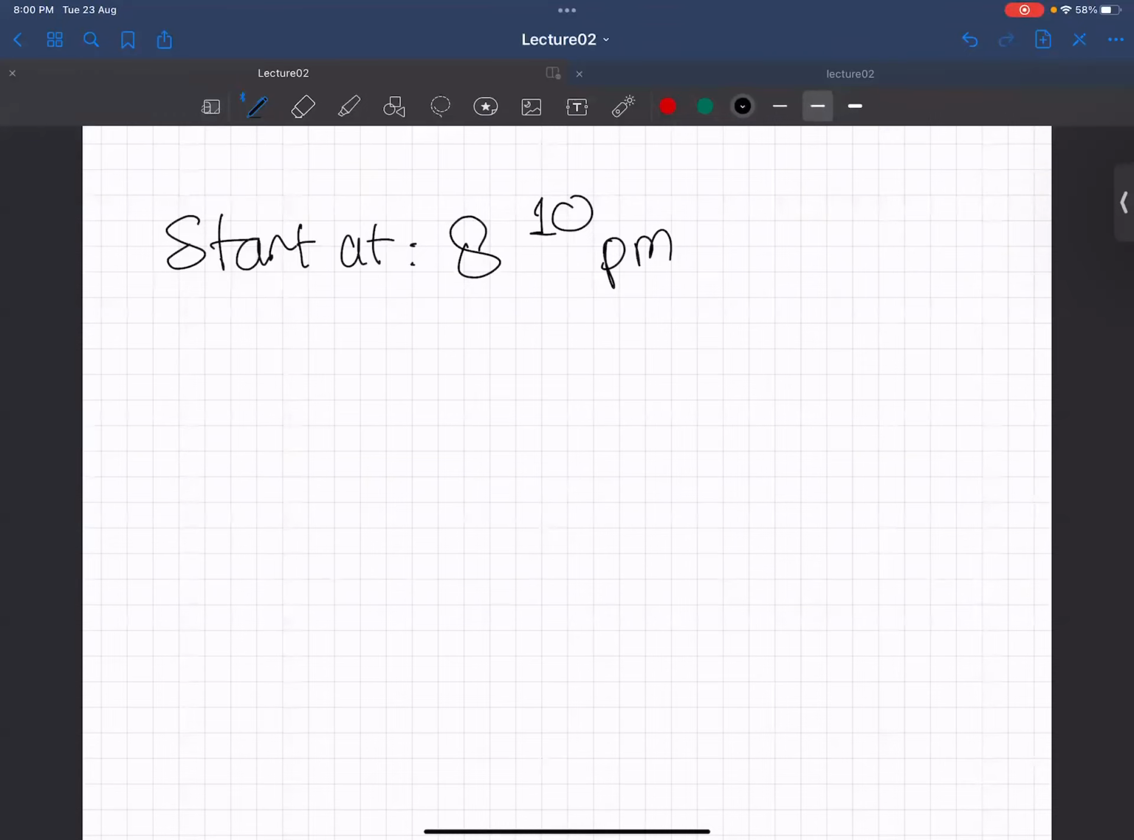Well, if epsilon is greater than 0.5, it will be bad, right? It should be smaller than 0.5.